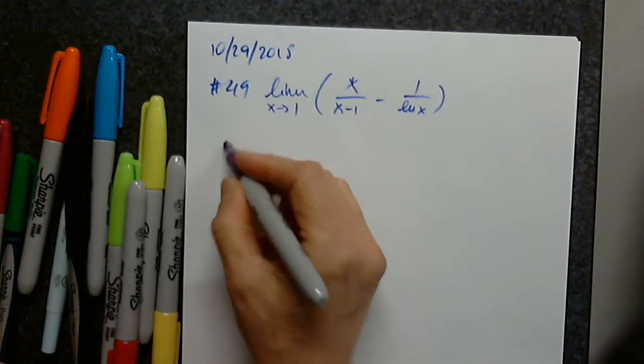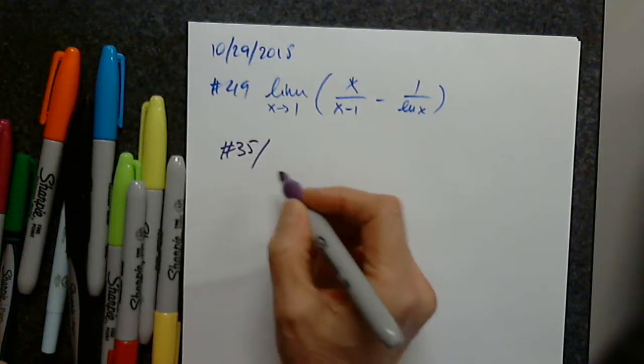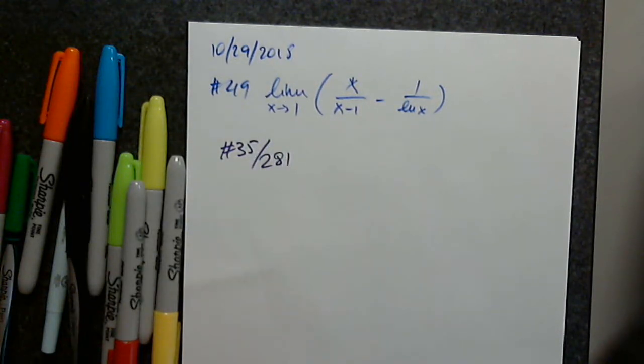Was 35, 281. So problem 35 and 281. Let's see. On 281, 13. 281. So you said 35.